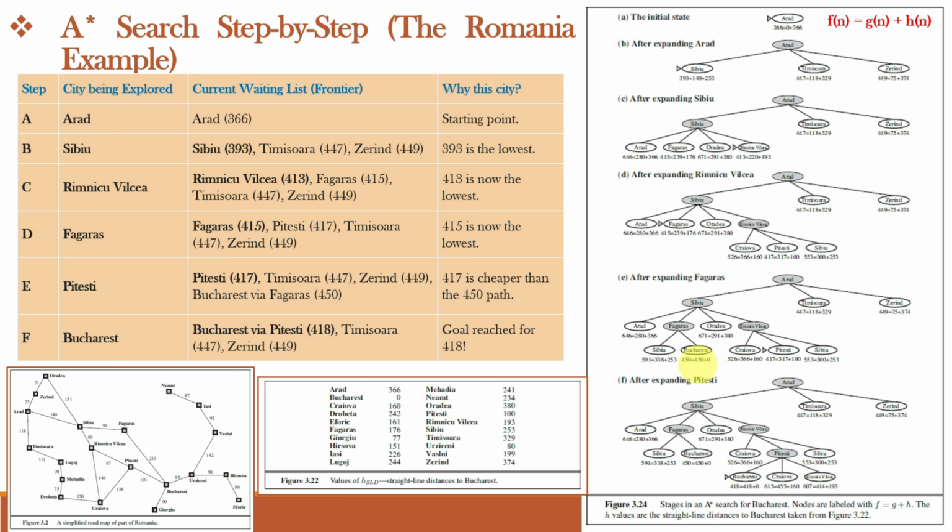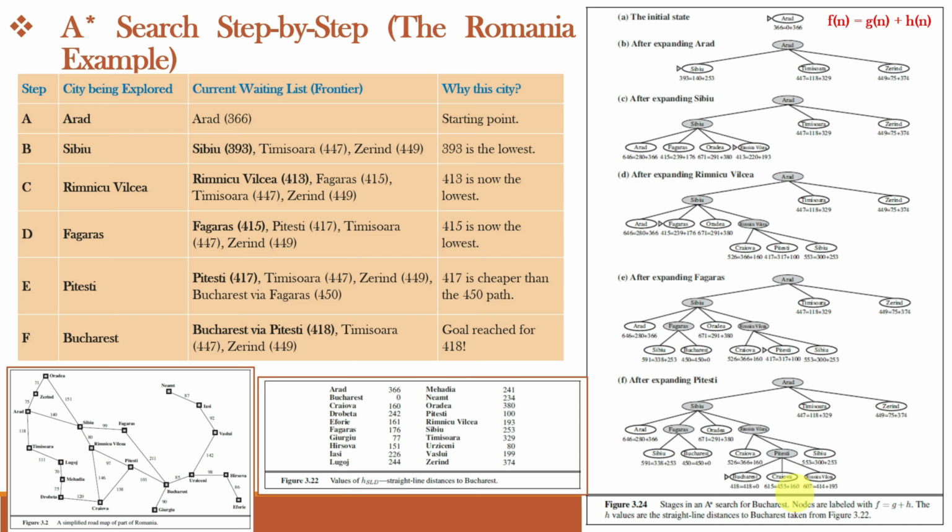So now comes our crucial step, our crucial choice. At this step we find Bucharest via Făgăraș for 450 kilometers. But wait, our waiting list still has Pitești, which is unexplored, and Pitești at 417 kilometers is cheaper than the 450 kilometer path. So we explore Pitești. From Pitești we come to Bucharest. So we reach here with g of n of 418 kilometers, plus the straight line distance from Bucharest to Bucharest, which is 0 kilometers. That is 418 plus 0, which is equal to 418 kilometers.